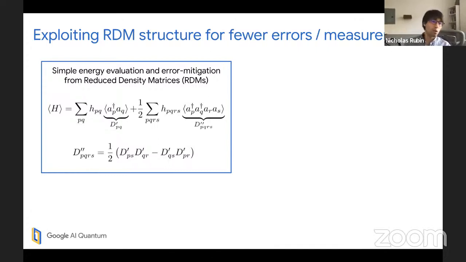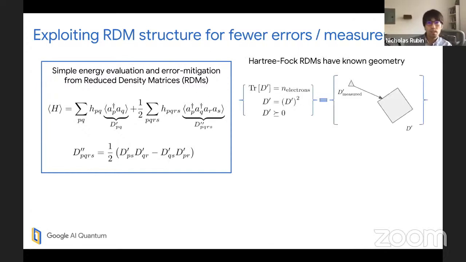We can just describe all the higher order moments from products and combinations of the second order moment. One thing that comes along with measuring just these 1 RDM terms is that we are greatly reducing the number of measurements, but also that there's a very well-known geometry of these particular quantum marginals. And by geometry, I mostly mean a set of equations that they must obey.